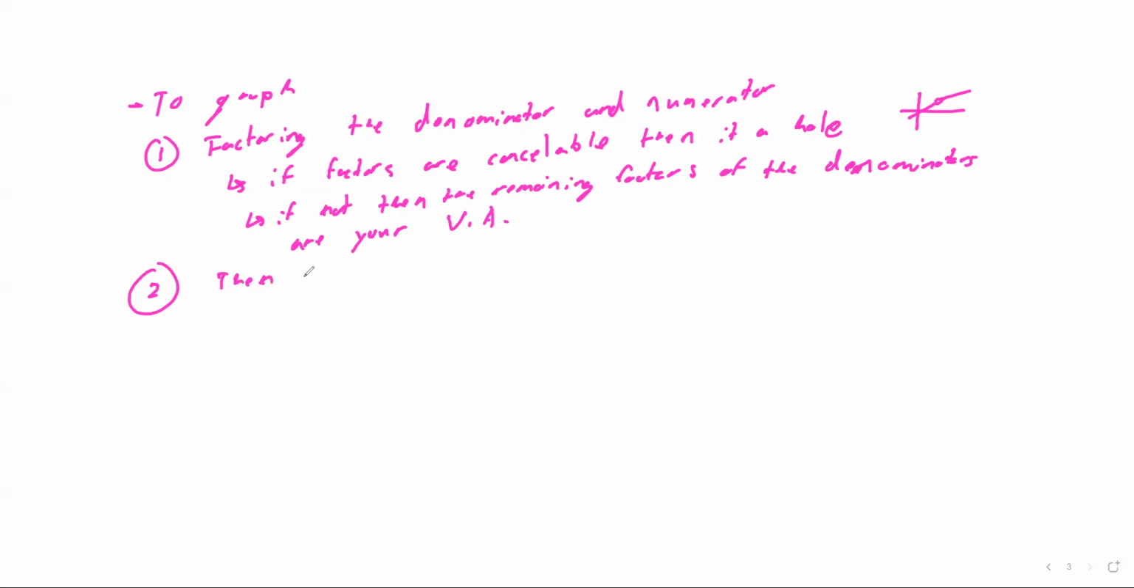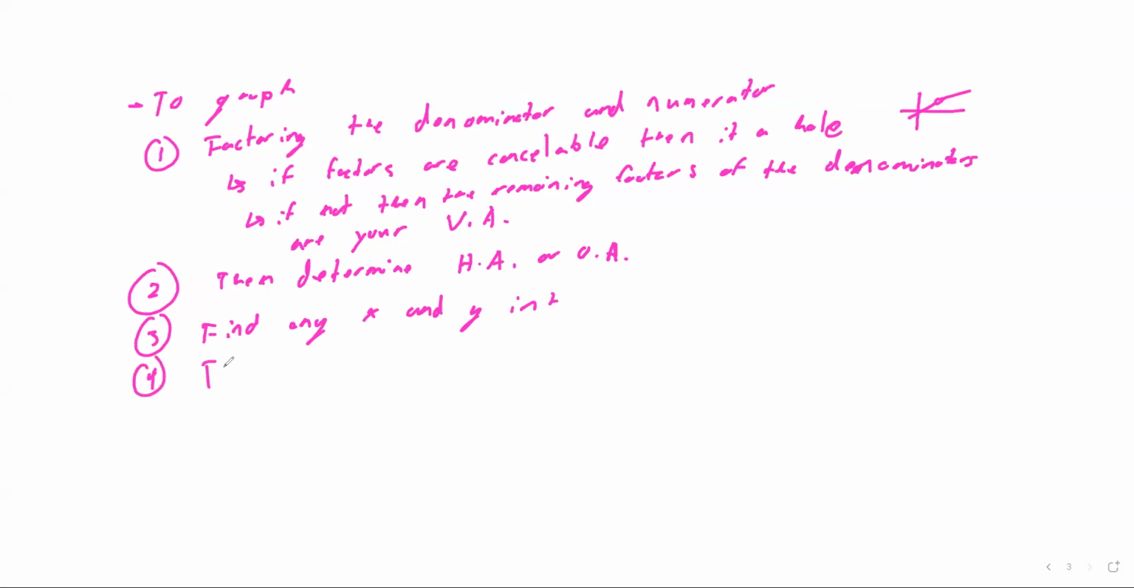Then determine horizontal asymptotes or oblique asymptotes by doing the steps. So either we determine there is or we determine there's not, and I have to go find an oblique. Then you want to find any x and y intercepts to help you graph, and then plot points until you see what the graph is doing.